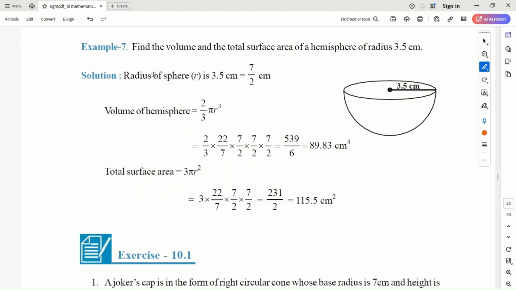Okay, next. Find the volume and total surface area of the hemisphere of radius, this one. For a hemisphere, volume is half of sphere, which is 2 by 3 pi r cube, correct? And total surface area is 3 pi r square. So you substitute the values, you'll get it. Okay, and do the calculation correctly. That's it. Okay, let's go to exercise 10.1 now.